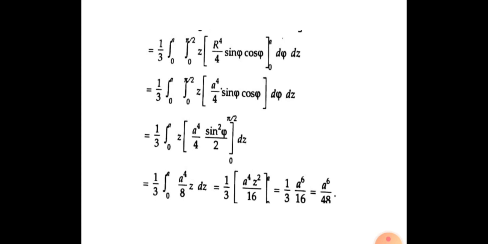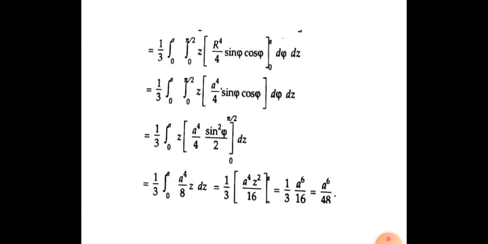Listen, it is not a sin square, it is sin 2φ. In the previous step, we have 1/3 double integral of z into a⁴/4 into sin φ cos φ. Here, to get sin 2φ, multiply and divide by 2, that is 1/2 into 2 sin φ cos φ. 2 sin φ cos φ is sin 2φ. So the next step is 1/3 integral of z into a⁴/4, sin 2φ/2, limits 0 to π/2.